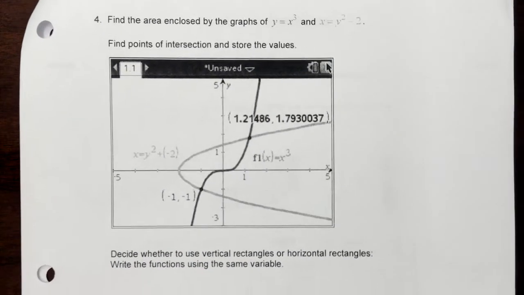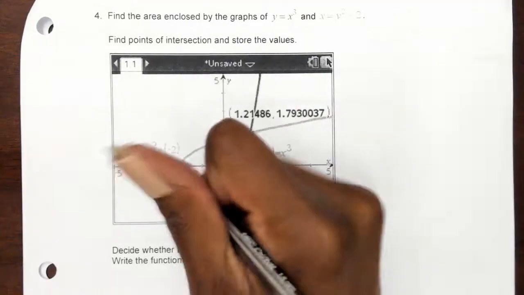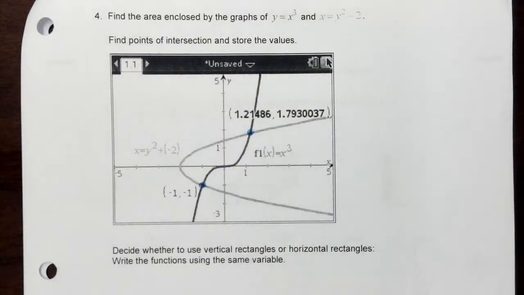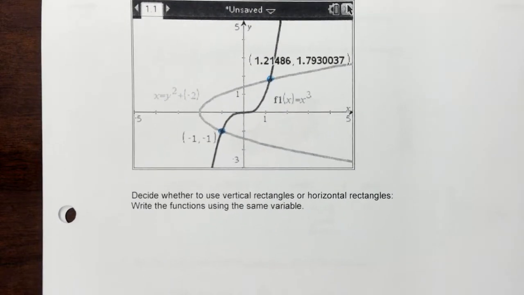Alright, so for number 4, we want to find the area enclosed by the graphs of y equals x cubed and x equals y squared minus 2. So first thing we want to find is the points of intersection. These two graphs intersect at (-1, -1) and (1.21486, 1.793), so on and so forth. So that's our first step, figure out where they intersect.